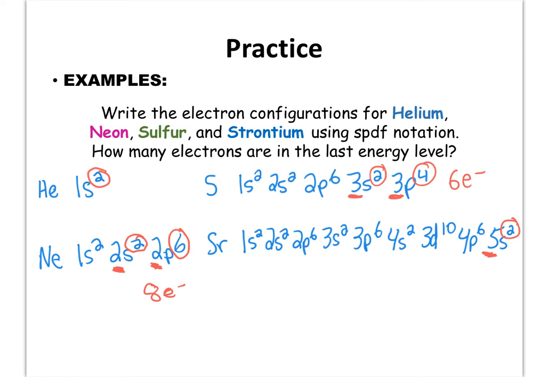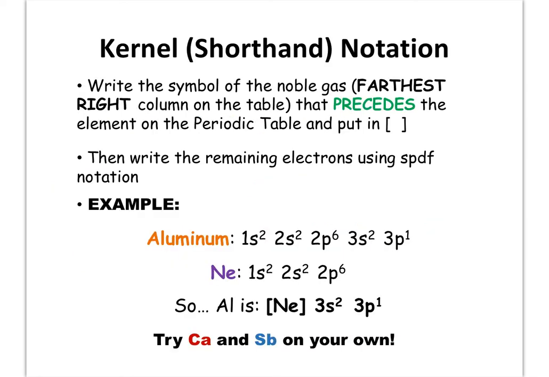So now you should be able to do electron configurations in SPDF notation. Now that you've learned orbital diagrams and SPDF notation for electron configurations, I'm going to show you an even shorter way to do this. It's called kernel notation or shorthand notation or noble gas notation. It's an even shorter version of SPDF. Now, you're only allowed to do this if it explicitly asks you to do the kernel or the shorthand notation. So you wouldn't do this all the time, but it's another way to do this.